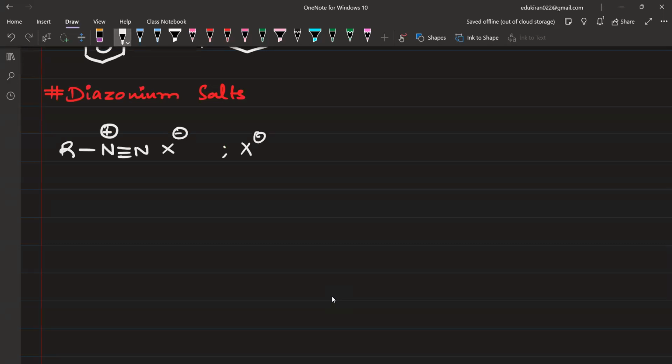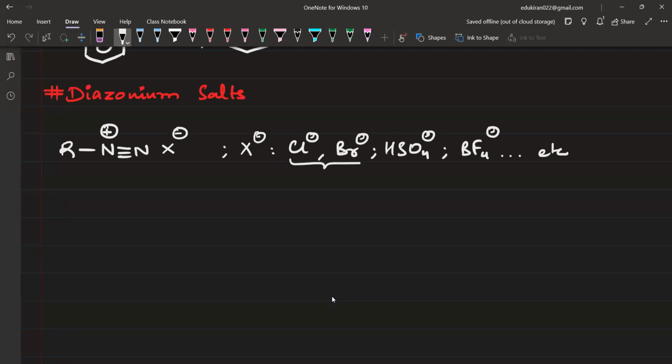Now this X negative, these are generally halides, mainly chlorides, bromides, but it can also be HSO4 negative, can also be BF4 negative, right? Any anion can be there. But most of the time you will see chlorides and bromides. When we talk about diazonium salts, what we mean is we have either a benzene diazonium chloride or a benzene diazonium bromide. Now this R, it is alkyl or it can be aryl also.